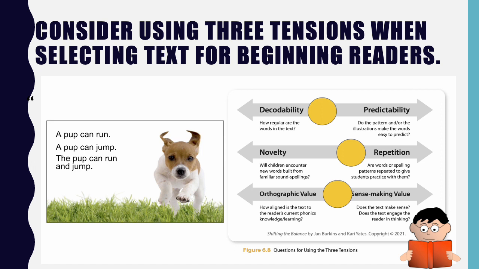grapheme-phoneme correspondence. When we're thinking about novelty, we would ask, will children encounter new words built from familiar sound spellings? Or are the words and the spelling patterns repeated so that the student will just be able to predict what's next and not allow for authentic practice? And then the orthographic value is really how aligned the text is to the reader's current phonics knowledge or learning. And the sense-making value is, does the story make sense? Does the text engage the reader in thinking?